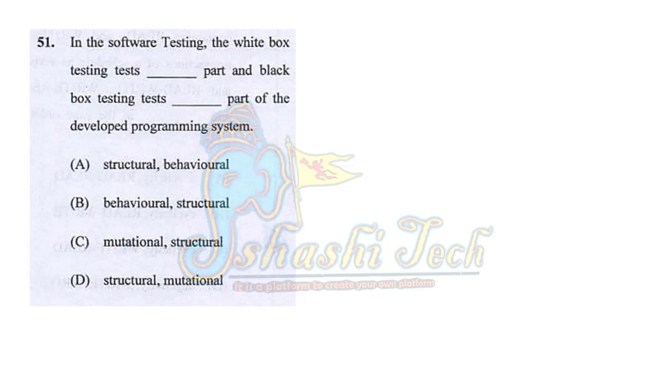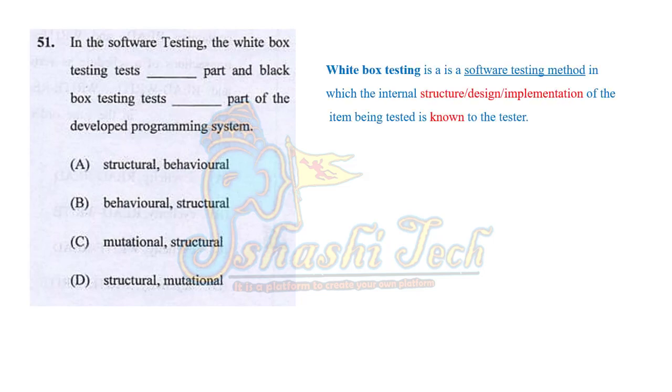In software testing, the white box testing test dash part and black box testing test dash part of the developed programming system. Options are structural, behavioral; behavioral, structural; mutational, structural; structural and mutational. Which is the correct answer? First, we shall understand white box testing. White box testing is a software testing method in which the internal structural part of an item being tested is already known to the tester.